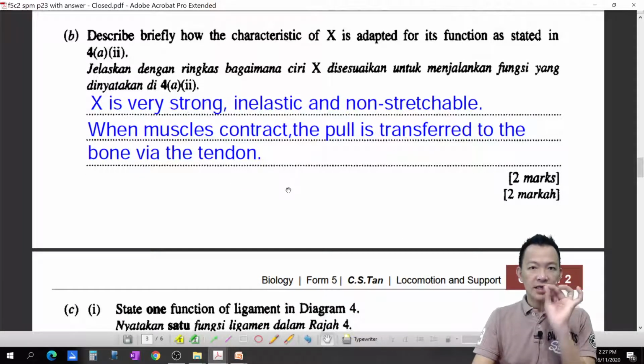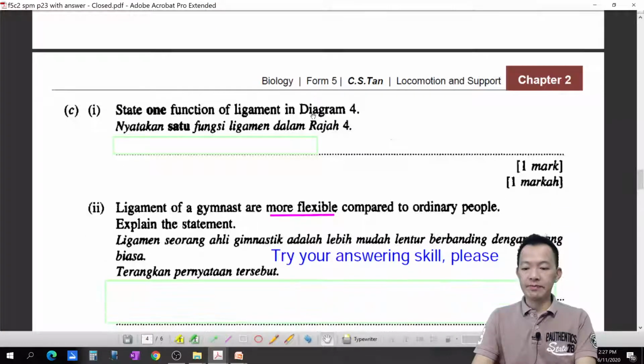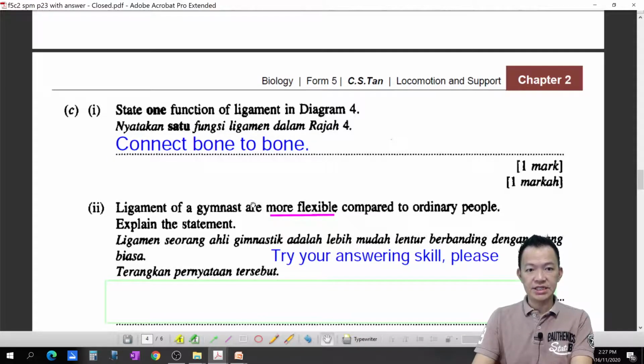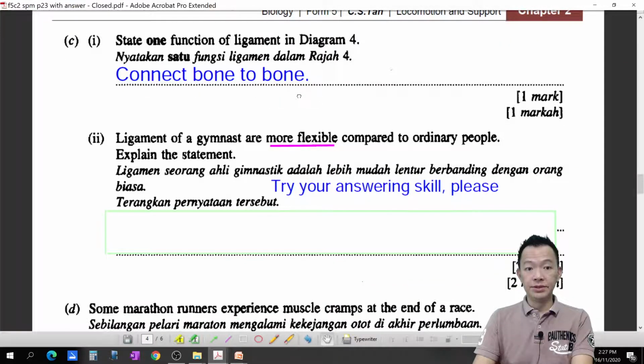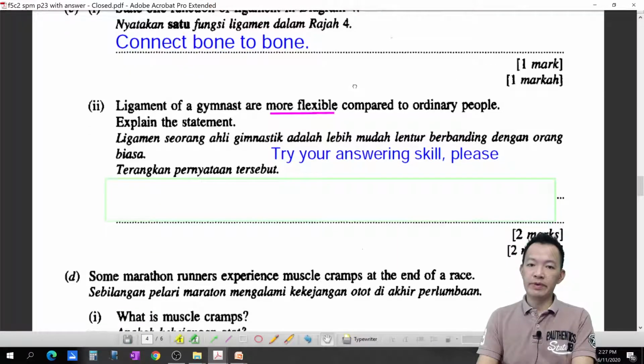So 它没有弹性，它的力量才不会不见掉。State one function of the ligament in diagram number 4. Ligament actually is to connect between the bone and the bone, 把骨头跟骨头粘在一起. So connect the bone to the bones. 再来, ligament of the gymnast are more flexible compared to ordinary people. 做体操运动的人他的 ligament compared to normal people, more flexible. Explain the statement.